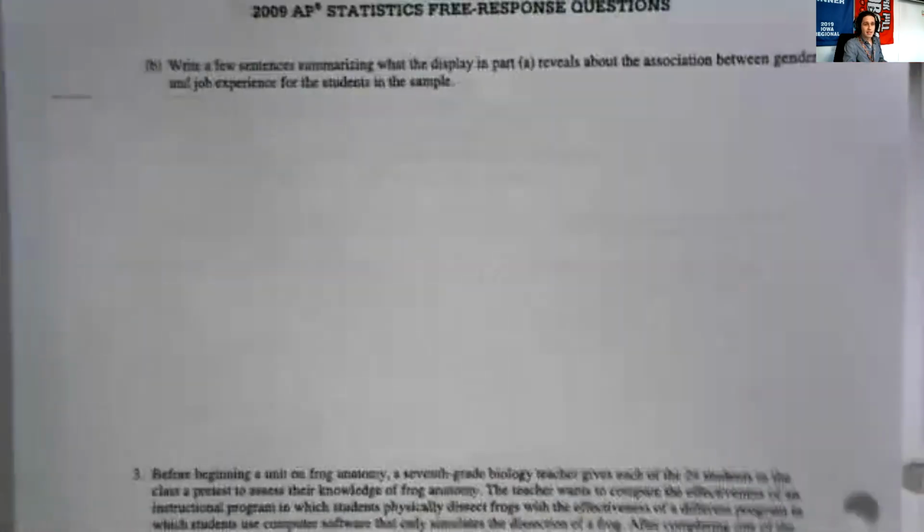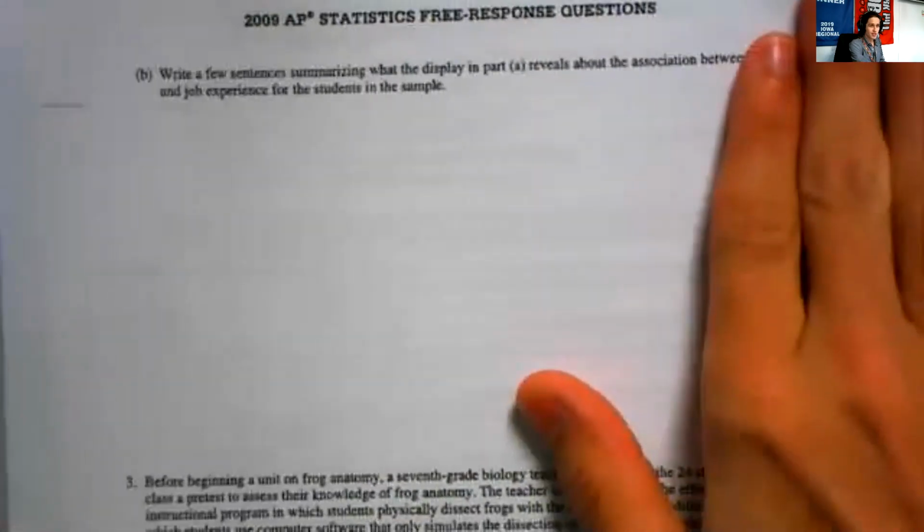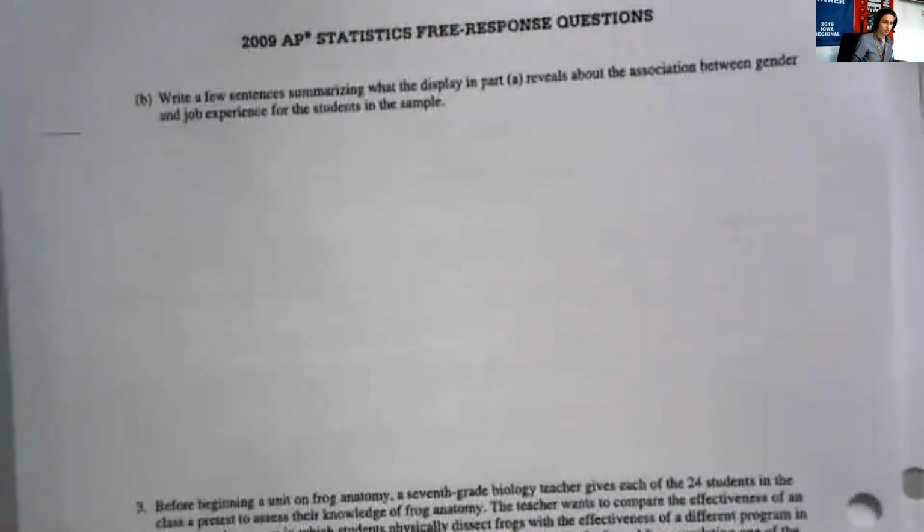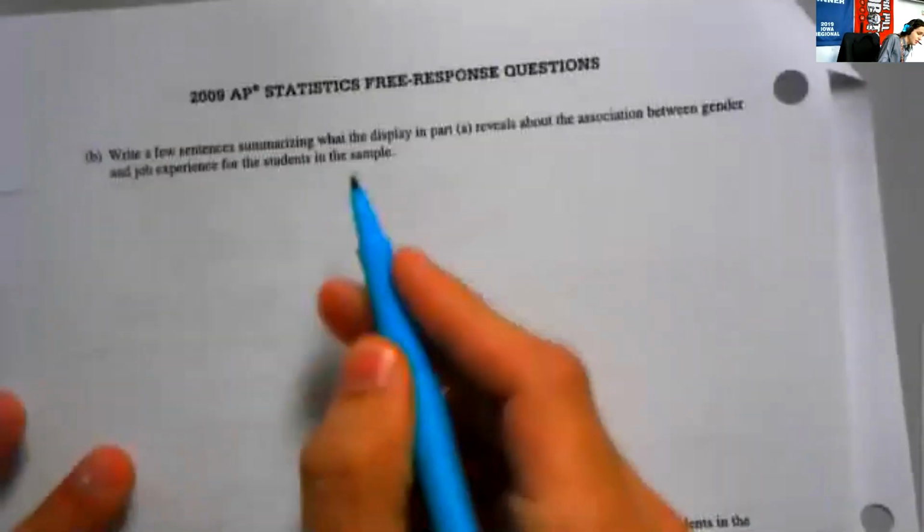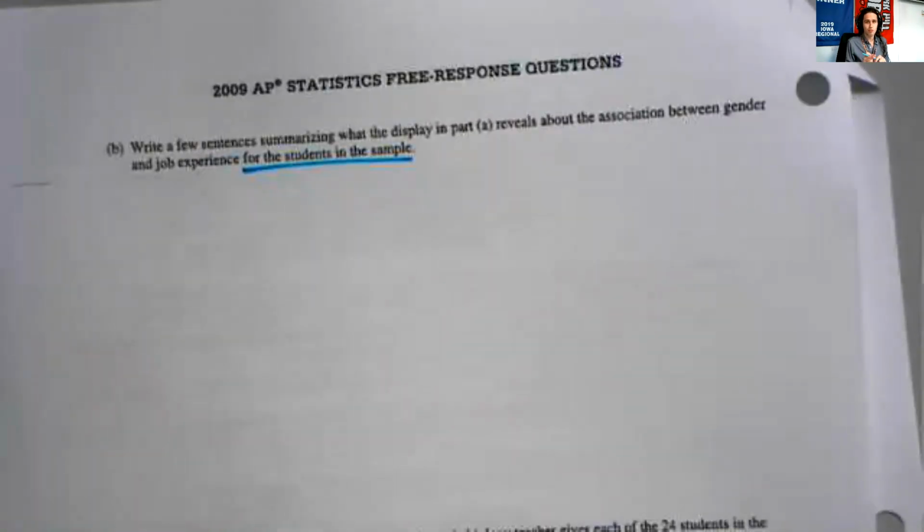And then on the back, write a few sentences summarizing what the display in Part A reveals about the association between gender and job experience for students in the sample. A few things I will, almost slipped there. For students in the sample, this isn't true for all boys and girls. It's restricted to those folks.